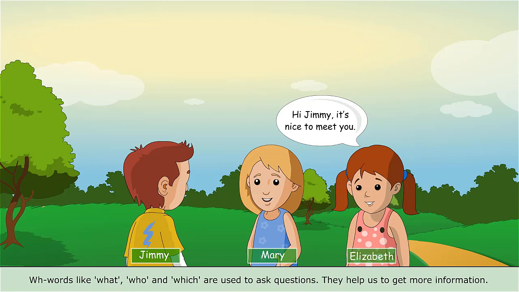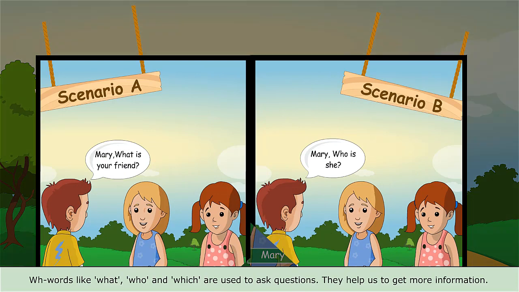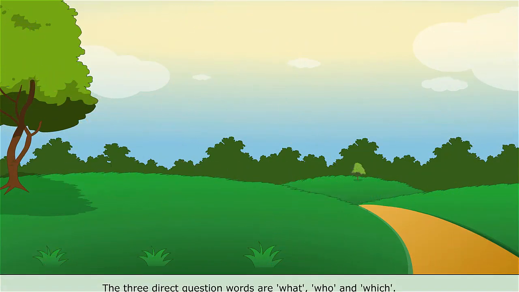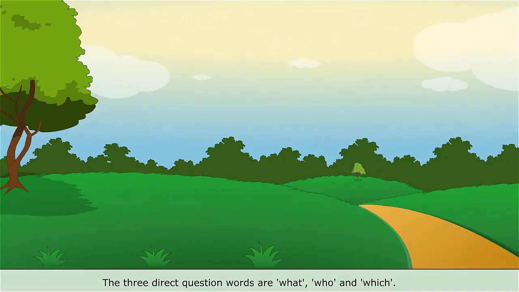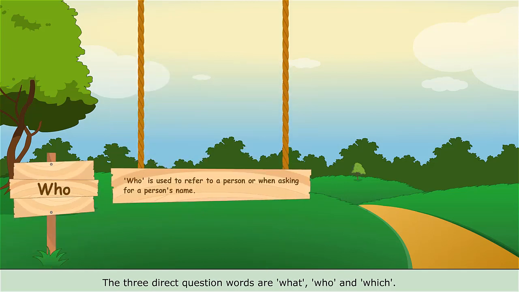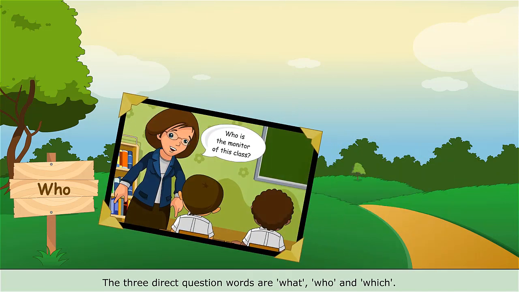Which of the above two scenarios would you use to ask strangers for their names? Well, you can observe that scenario B is better than scenario A. The three direct question words are what, who, and which. Who is used to refer to a person or when asking for a person's name. Example, who is the monitor of this class?